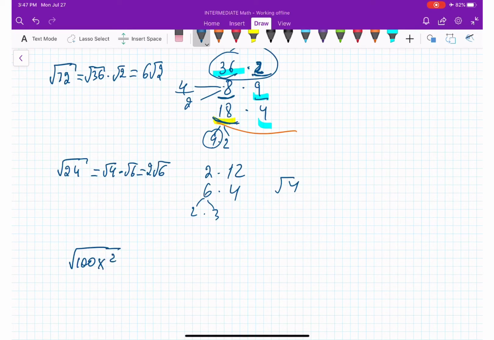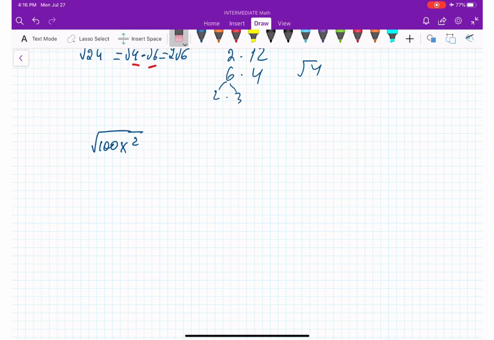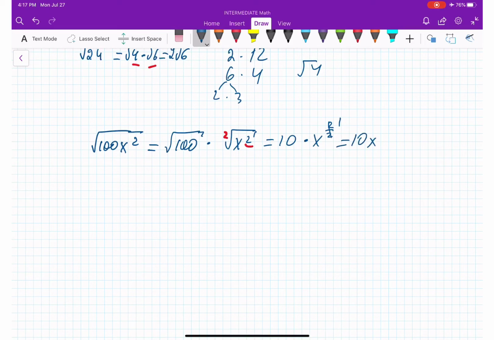100x squared. So, we can break down the square root of 100 and then times the square root of x squared. The square root of 100 is going to be 10 because 10 squared is 100. And the square root of x squared is x, right? Or if you represent it as a rational exponent, remember, this is your 2. Here is also 2. So you write down 2 over 2. It's going to be 1. So 10x. Okay.